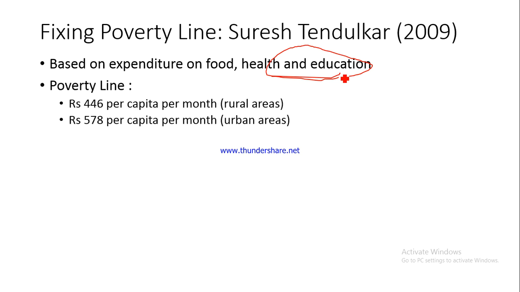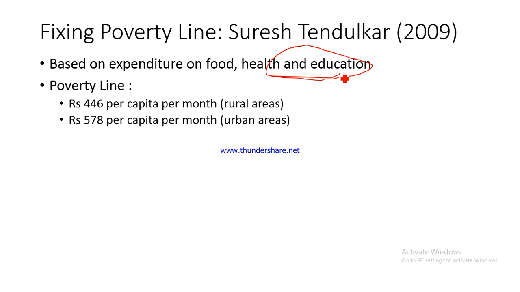And based on this methodology, Suresh Tendulkar methodology of fixing the poverty line was estimated to be rupees 446 per capita per month in rural areas, while in urban areas it was fixed at rupees 578 per capita per month. Per capita, you know, is per person.